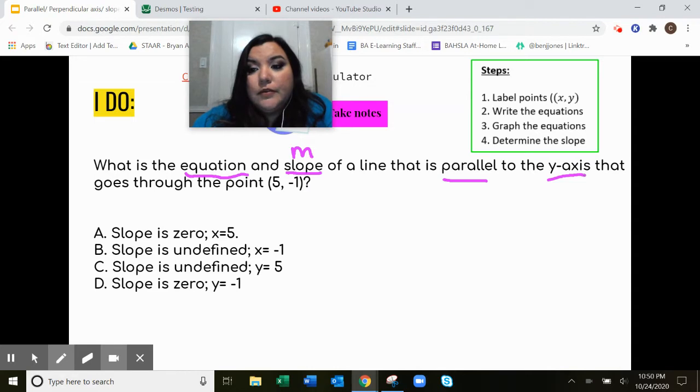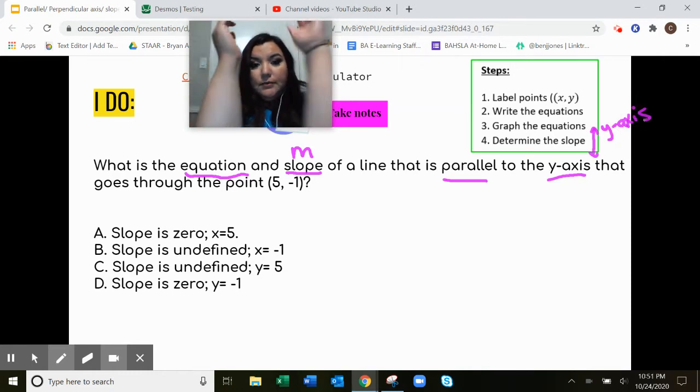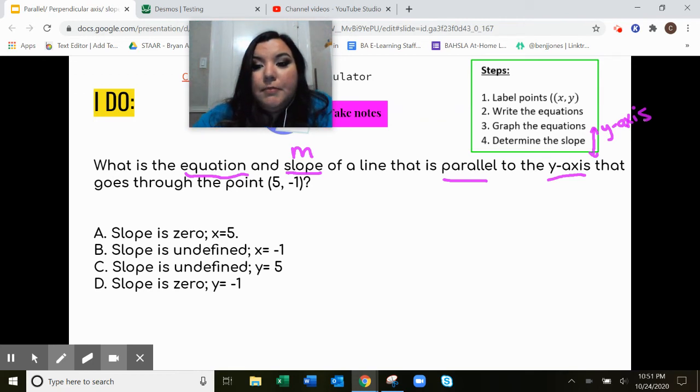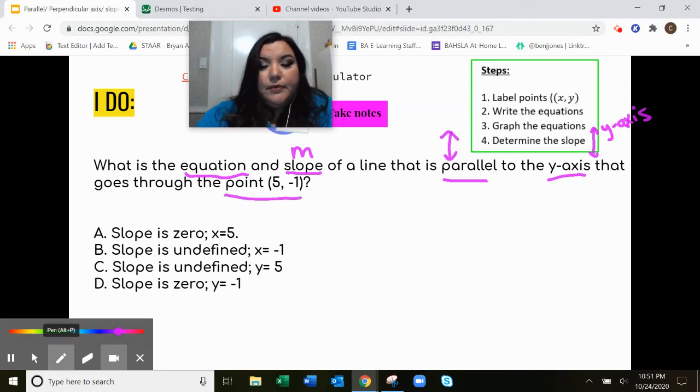So we know that the y-axis goes up and down. So that's your y-axis. If I'm asking for parallel, then it needs to be going in the same direction. So my parallel line is going to also be going up and down, and it goes through this given point.